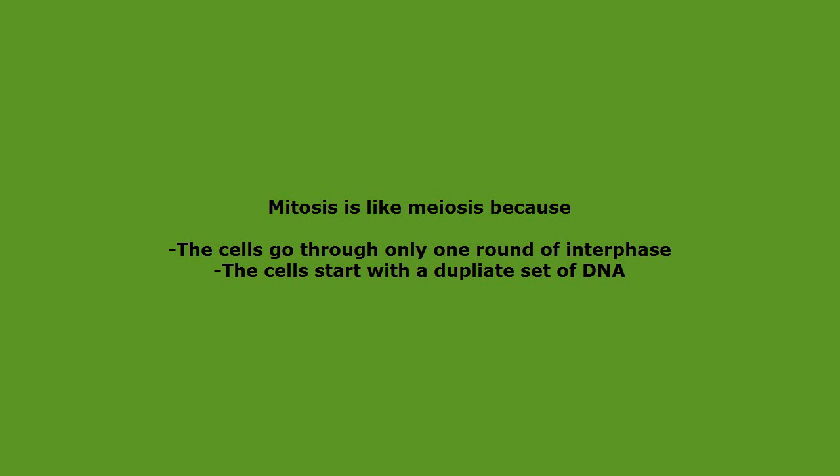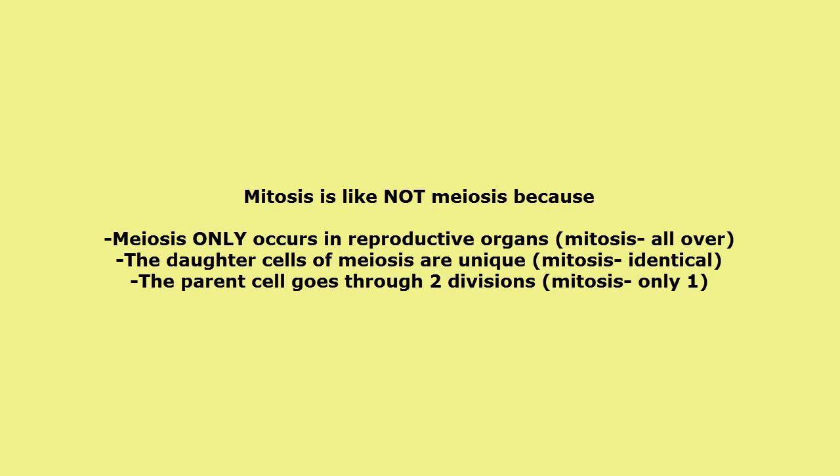Mitosis is like meiosis because the cells go through 1 round of interphase. The cells all double their DNA before they start. Remember, mitosis is what we talked about in LO5. This is meiosis now. Mitosis is not like meiosis because meiosis, what we just talked about, occurs in reproductive organs. The daughter cells in meiosis are unique, and the parent cell goes through 2 divisions.